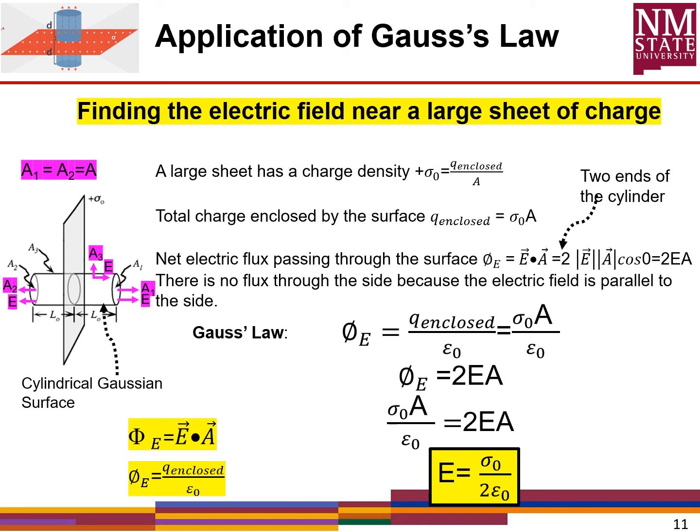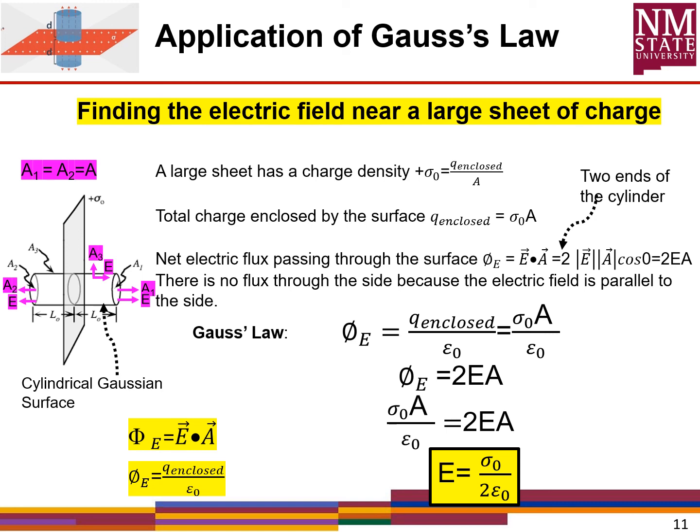So we found the flux using this equation. Also, using Gauss's law, the electric flux is equal to Q enclosed divided by the permittivity epsilon 0. We already found Q enclosed, which is sigma 0 times A, so the flux is sigma 0 A divided by epsilon 0. We also found the flux is 2 times E times A. Therefore, we can simply equate these two sides: sigma 0 A divided by epsilon 0 is equal to 2 times E times A.